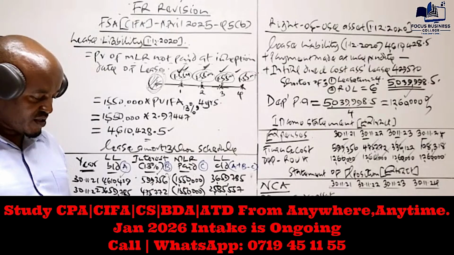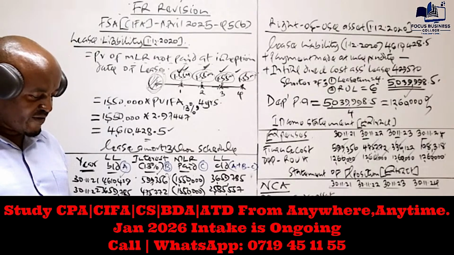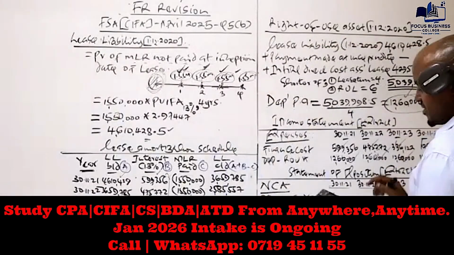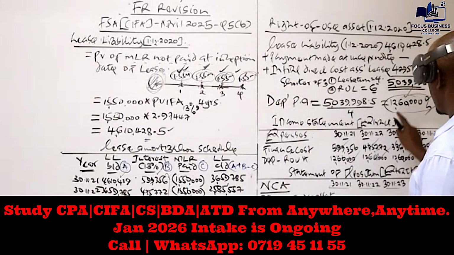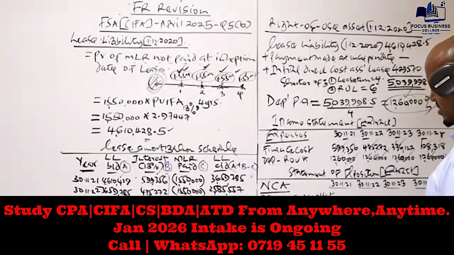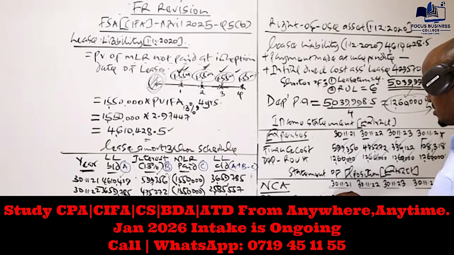Yes, let's compute the right of use asset net book value. So we take the cost, which is 39,998.5, and then we minus the depreciation for the first year, which is 1260 x 4. And basically that will give us, to the nearest number, 37,999.